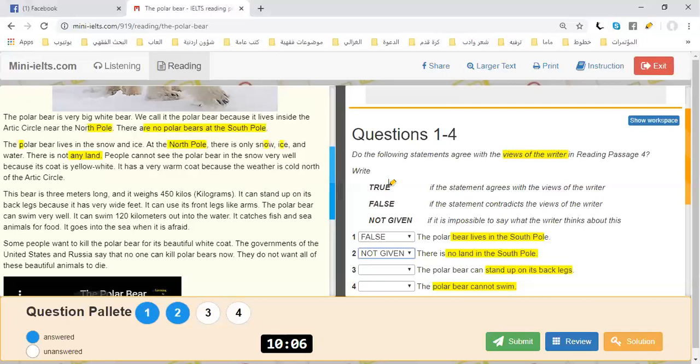Because if it asks you for true, false and you write yes, no, your answer will be counted as a wrong answer. So be careful. Okay, be careful.